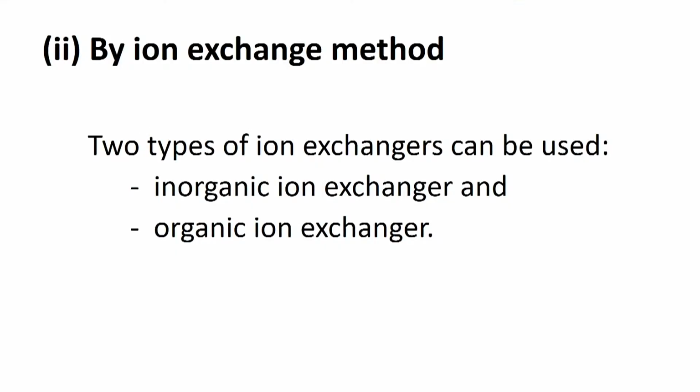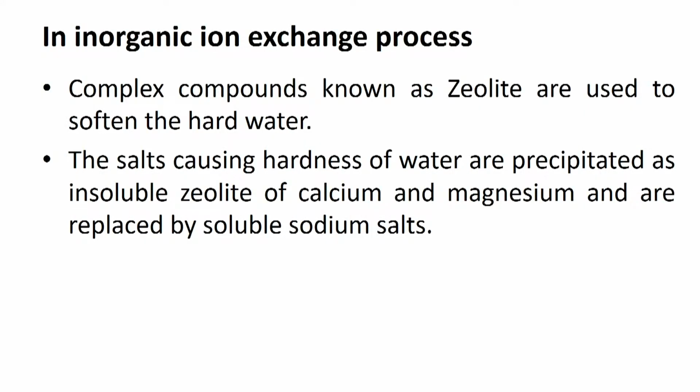The second method is the ion exchange method, and for this method two types of ion exchangers can be used: inorganic ion exchanger and organic ion exchanger. In the inorganic ion exchange process, complex compounds known as zeolites are used to soften the hard water. The salts causing hardness are precipitated as insoluble zeolites of calcium and magnesium and are replaced by soluble sodium salts.